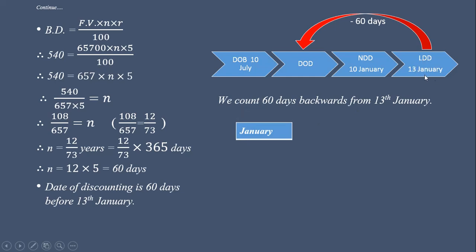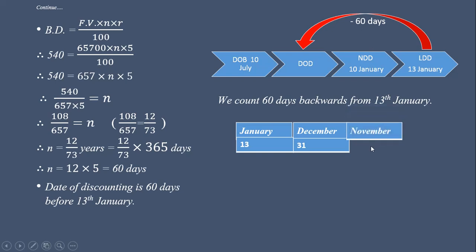First we consider the days of January, which are 13, since legal due date is 13 January. Then we have to consider December of previous year. Now December is of 31 days. Now total number of days, 13 plus 31, we get 44, but we have to subtract 60 days, so we require a few more days of previous month, that is November. Now we take 16 days of November to get this total equal to 60.